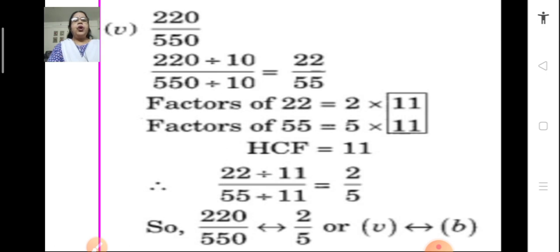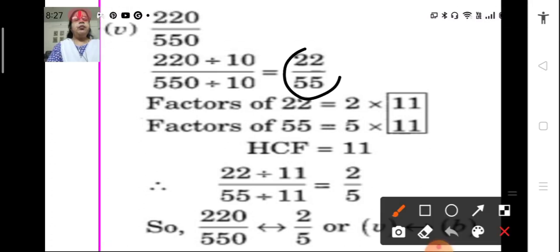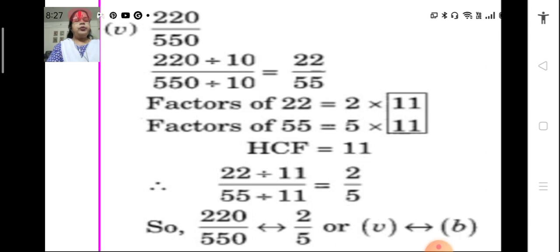Now fifth one, 220 upon 550. So we take it as 22 upon 55, dividing both of them by 10. Now HCF of 22 and 55 is 11. Now again we divide the numerator and denominator of this fraction by 11, and what do we get? We get 2 upon 5. This is the lowest form of 220 upon 550. So what will be the option? It is option B. So the answer for 5 is option B.